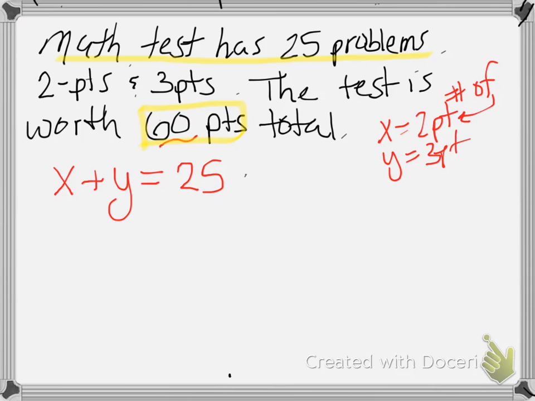And then you know that the test is worth 60 points. The other equation can come from knowing that it's 60 points total. So since X is the number of 2-point problems, the points from those would be 2 times X. And then for the Y, that would be 3 times Y. And that has to equal 60 points. So now you have the system of equations.